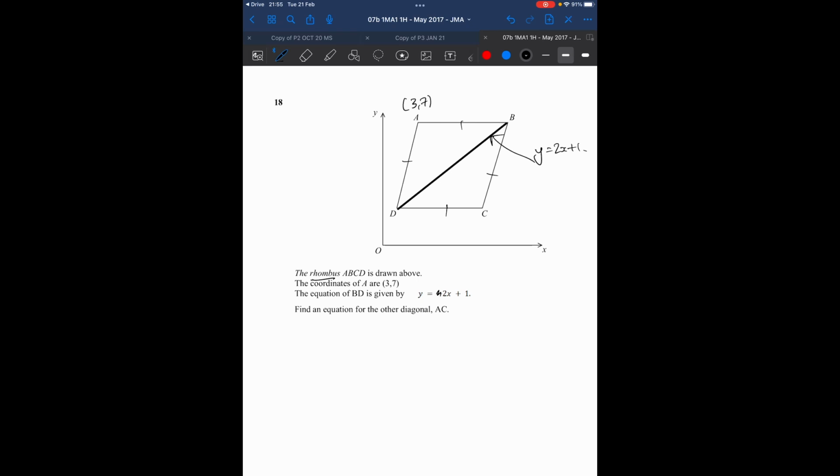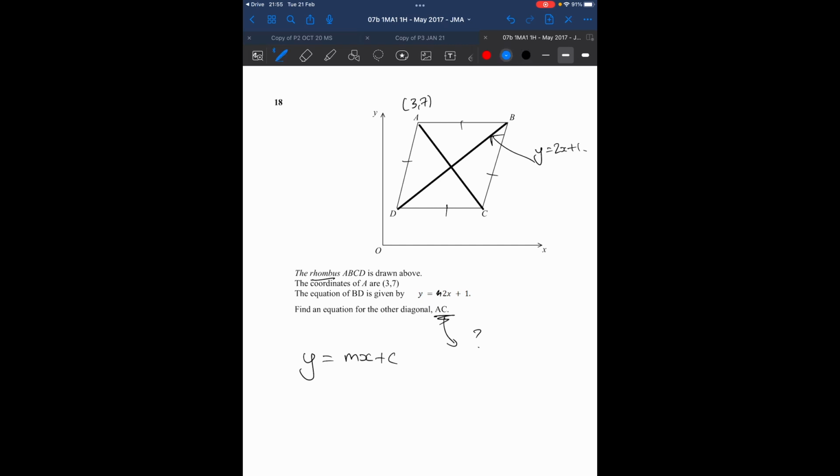Find an equation for the other diagonal AC. So how about this one here? What's this one going to be? Well, there's a couple of facts we need to know. So the first one is the equation for a line. There's two ways of doing it. Probably the most common way is writing it like that: y equals mx plus c.